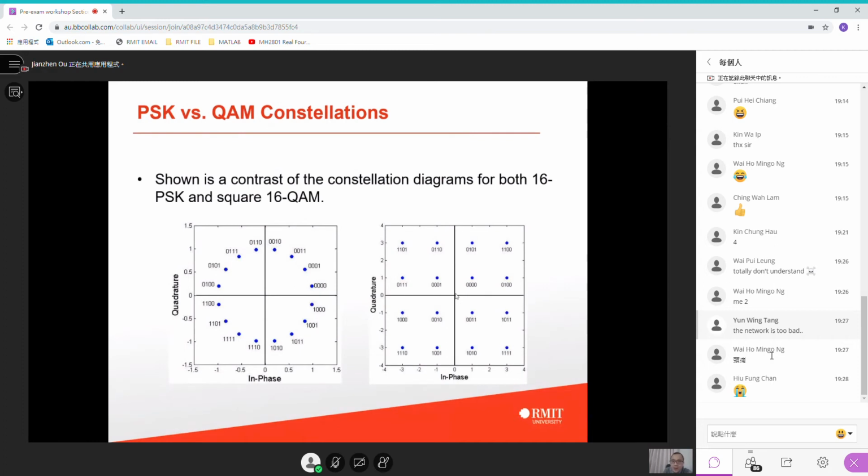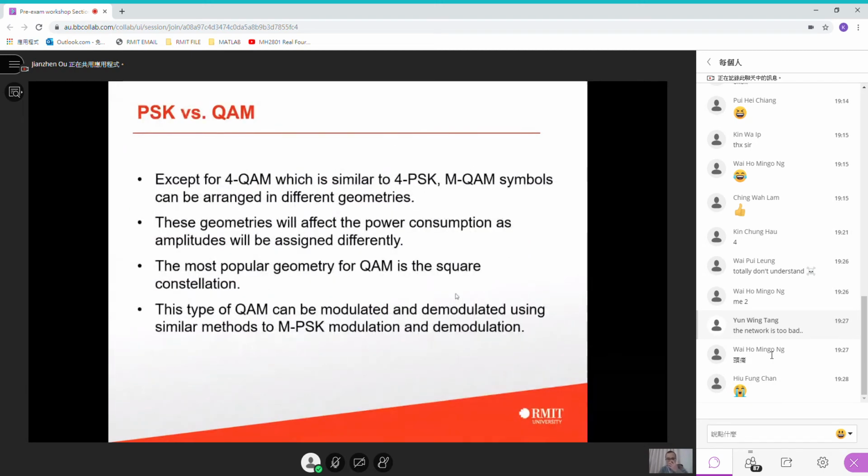I'm pretty sure that people who try to distinguish a high distinction student from a pass might use some understanding of QAM like that to make the student experience difficulty in the exam, right? Okay, so this is how it looks.